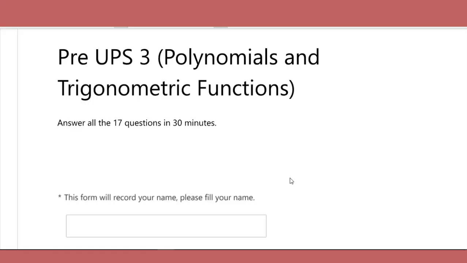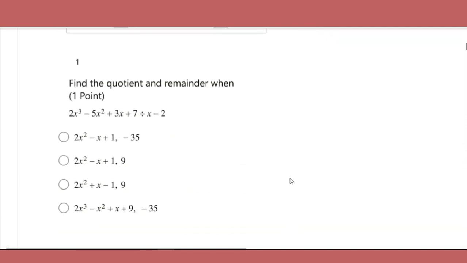PreUPS3 extra for topic polynomials and trigo functions. Number 1. Find the quotient and remainder when this polynomial is divided by x minus 2. Okay, first thing, change to long division. You have to do long division.